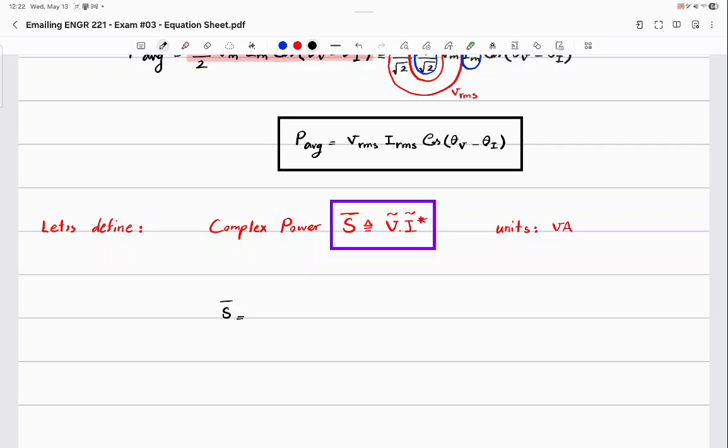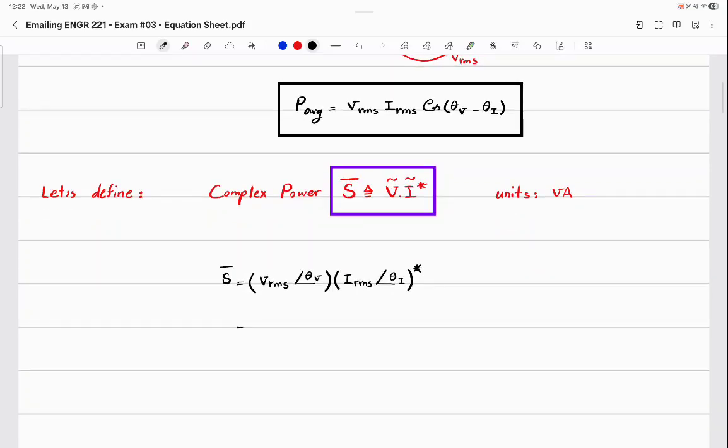What is the expression that I have for V tilde? Do you agree with this? V RMS with the angle theta V, right? That is the expression for V tilde. What is the expression for I tilde? I RMS, theta I. And it should be conjugated. Okay.